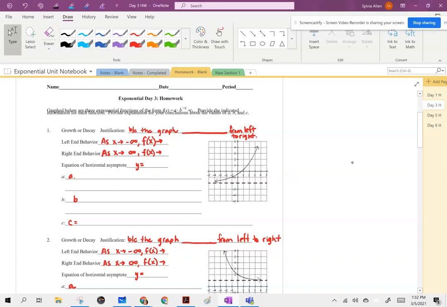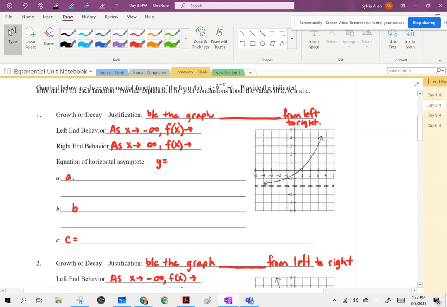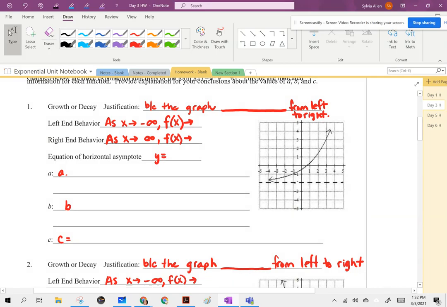All right, so we're going to talk about day 3 homework. Answer the questions on Ed Puzzle. All right, let's talk about number 1.